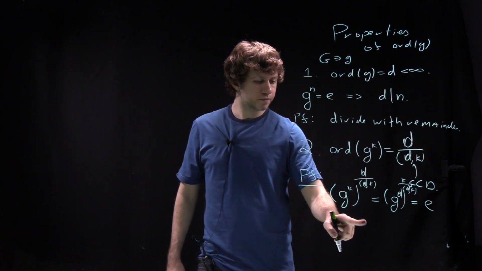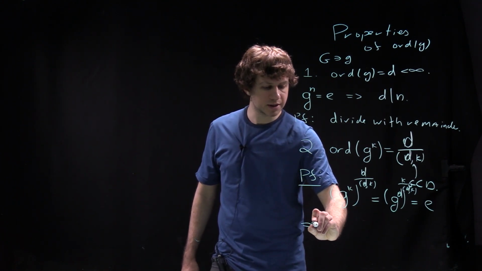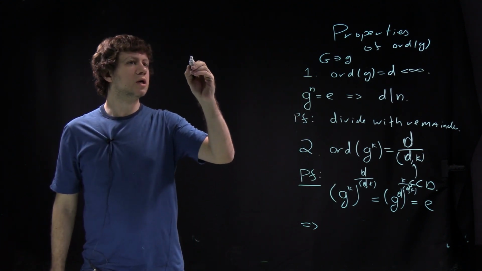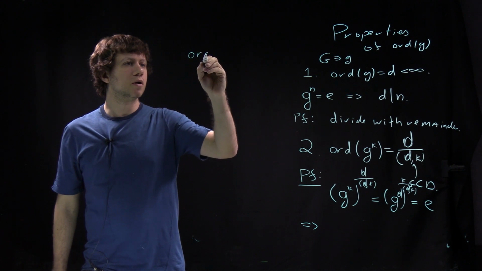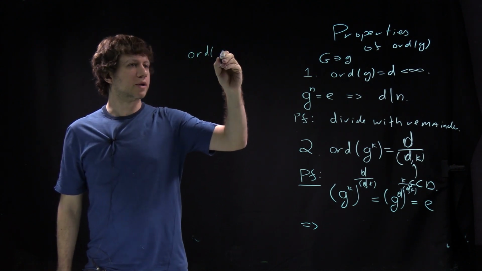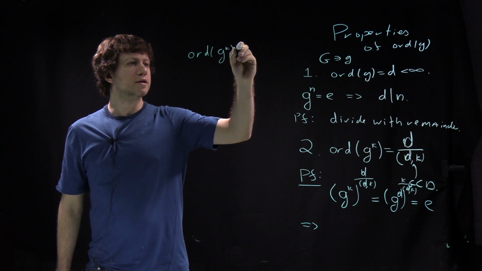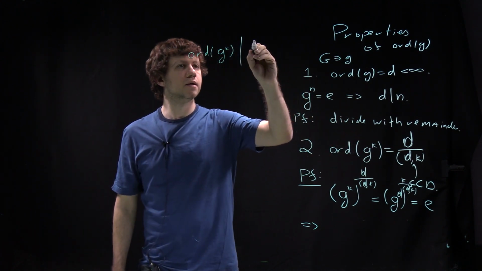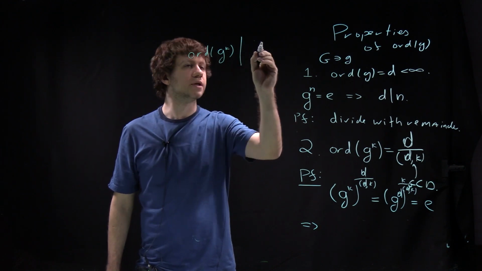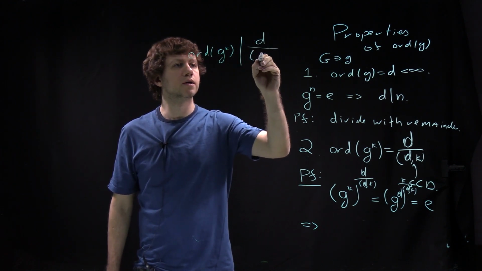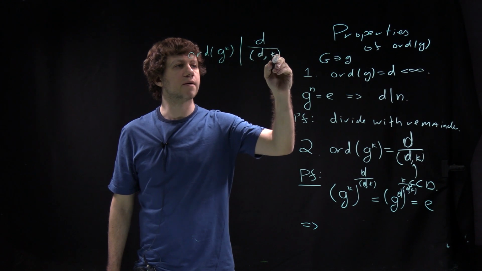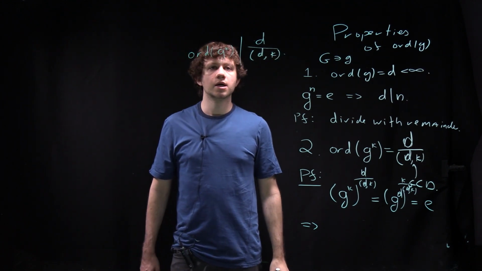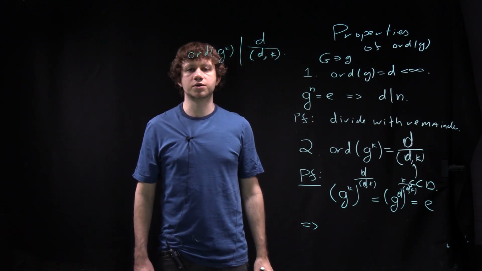So what it means is that by the previous result, we know that the order of this g power k definitely divides d over the greatest common divisor of d and k. Okay, that's good. That's one result. And now I want to show the opposite.